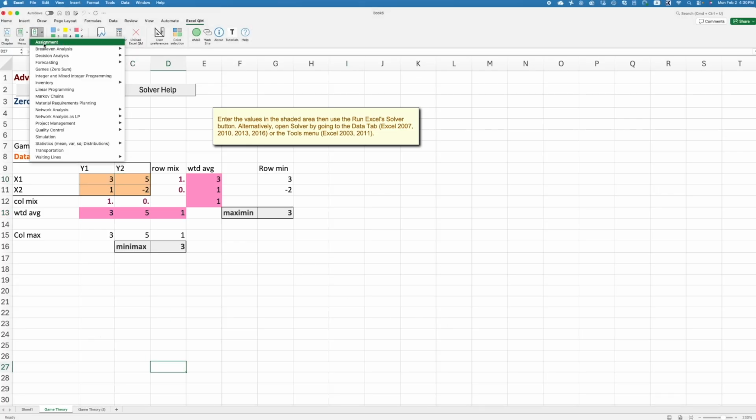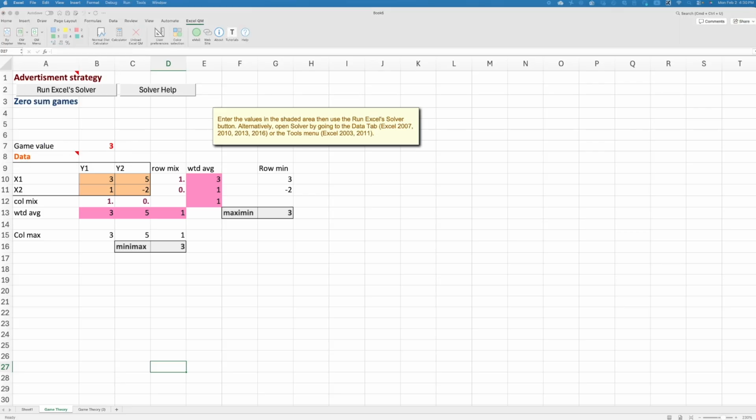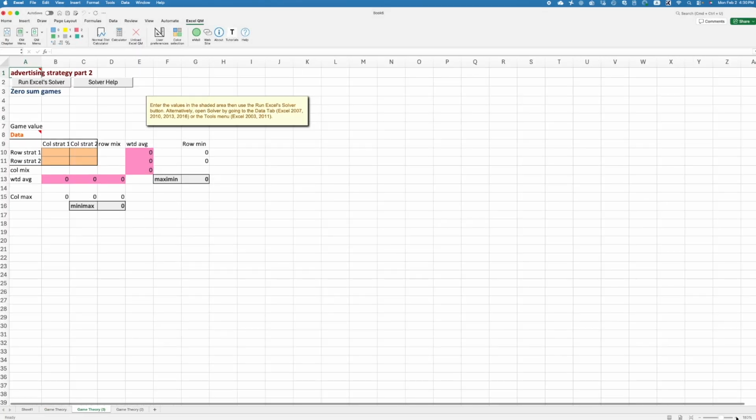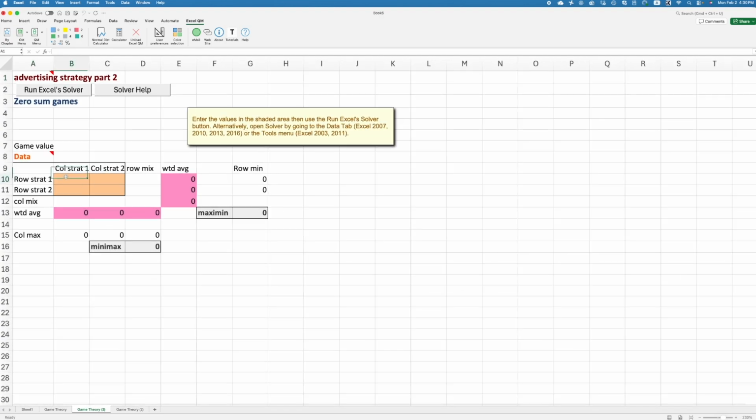So we go to the game option. We are going to name it again as advertising strategy part 2. 2 players and 2 options for each player. Click OK. Let's insert the numbers of the payoff: 4, 1, 2, and 10.